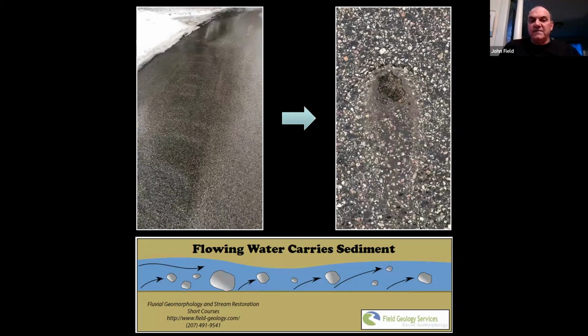Even just a little trickle of meltwater across a road can move a little bit of sediment. Rivers are moving a great deal more sediment because they have a great deal more flow.